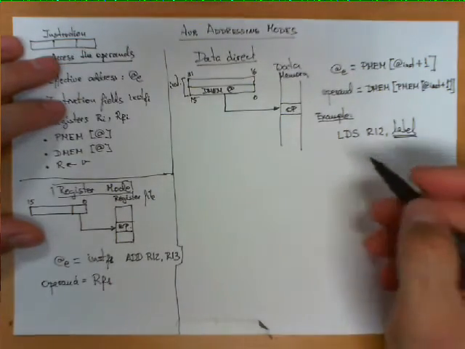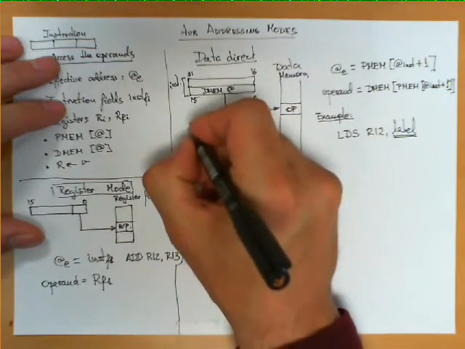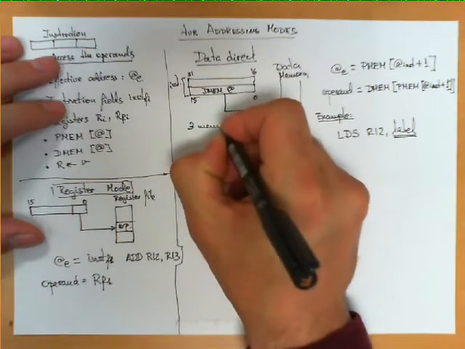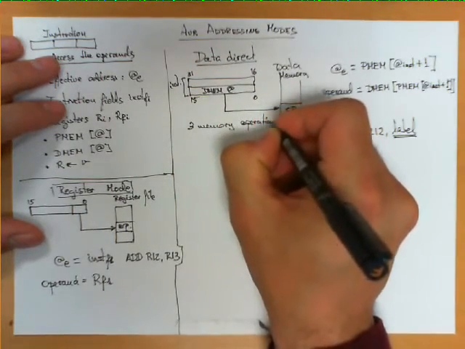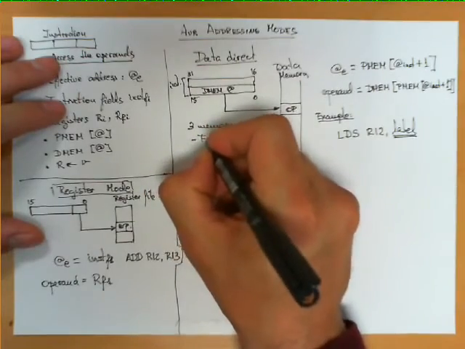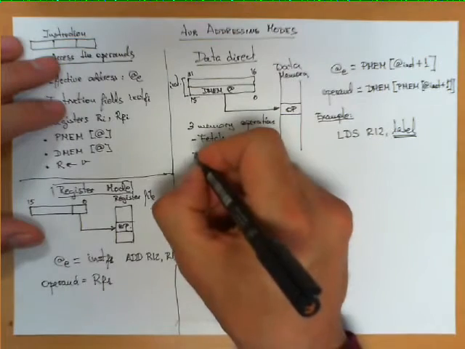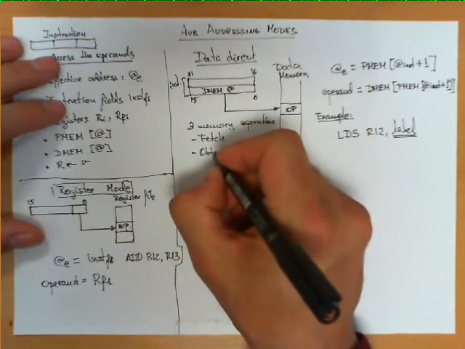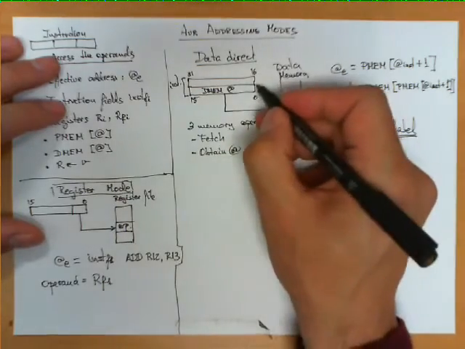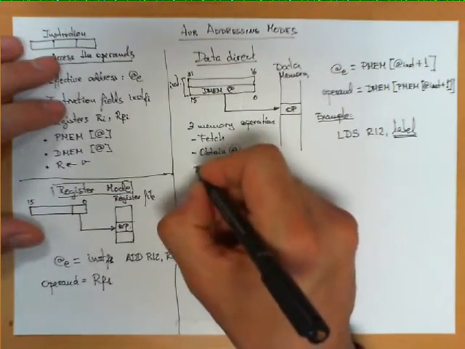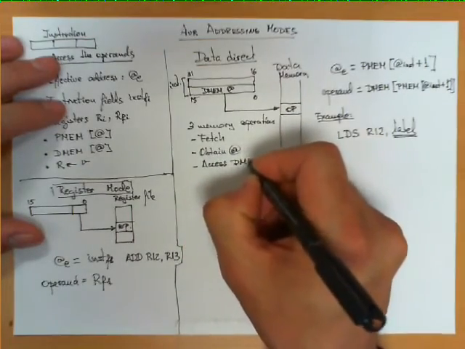Now, one interesting thing about this instruction is that it performs 3 memory operations. The first one is to fetch or obtain these first 16 bits. The second one is to obtain the address that is following the instruction, and the third operation is when it accesses data memory.